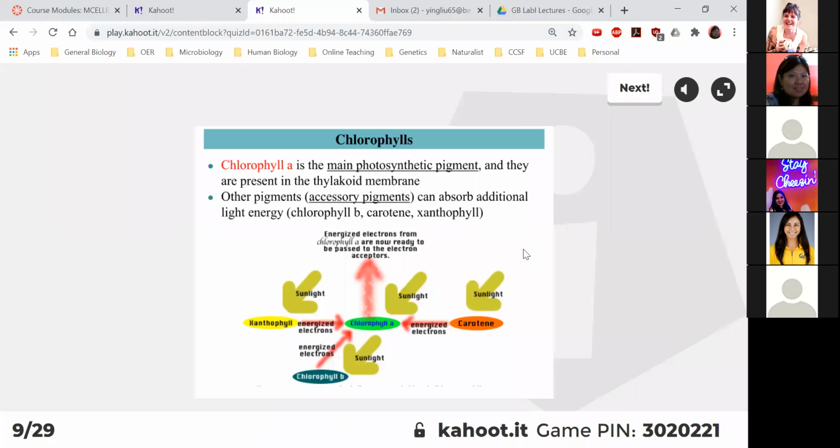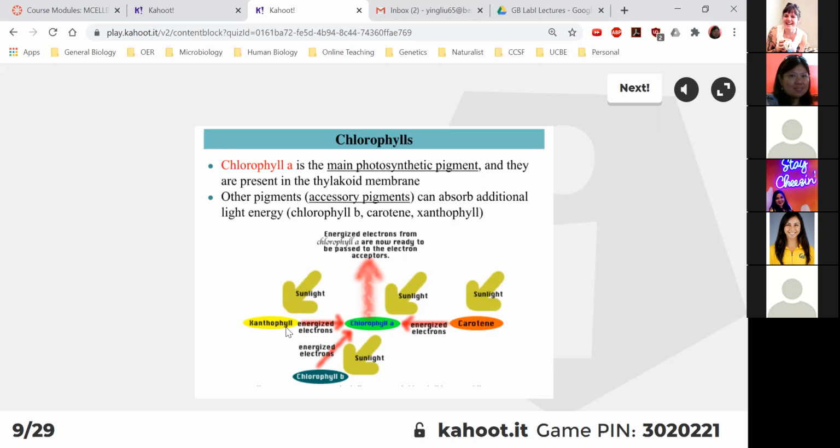So let's keep going. In photosynthesis, the main pigment responsible is actually chlorophyll A. Chlorophyll A can use the light energy and transfer that energy to bounce up the energy level of some electrons. But there are other pigments, which are also called accessory pigments. They can absorb different wavelengths of light energy. Examples of these are chlorophyll B and also carotene.